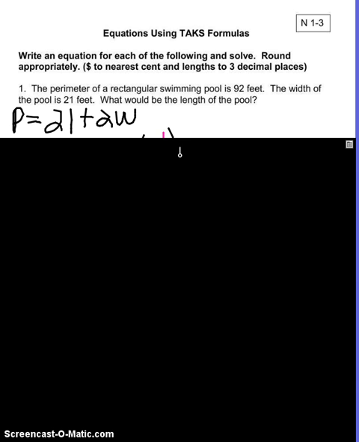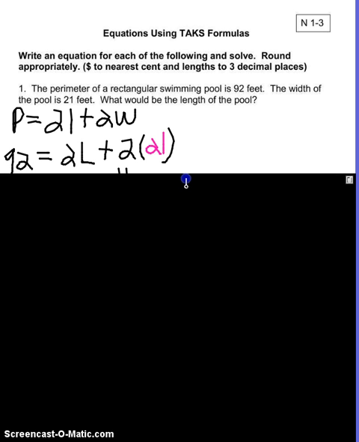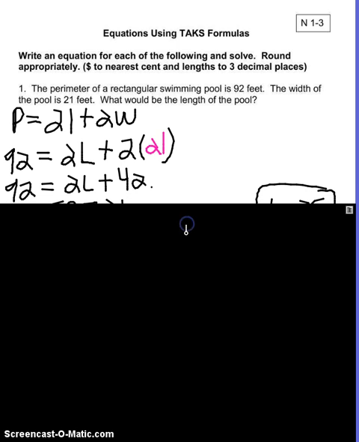So now I'm going to take the numbers that I had in the problem and fill out the equation. So I'm going to have 92 is equal to 2L plus 2W, and the width was actually 21 that it stated in our problem. So I plug in 21 for W. And now I'm going to solve the equation. So here I have 92 equals 2L plus 42. 2 times 21 gave me 42.